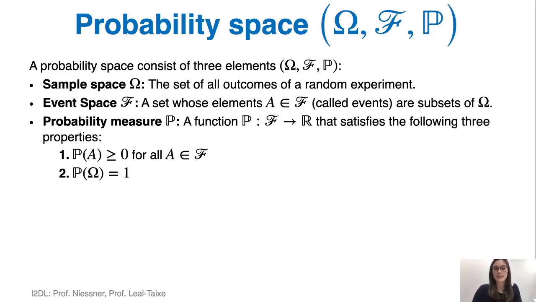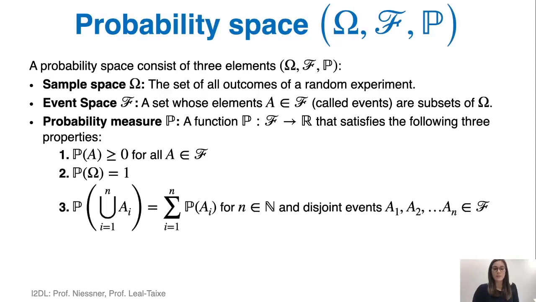The second property is that our probability function, when we use it on the whole set of all possible outcomes, so that's our omega, which is always an element of our event space F, then the probability always has to be 1. So this is the biggest probability that our probability measure can take, and it's always defined to be 1 for the biggest possible set.